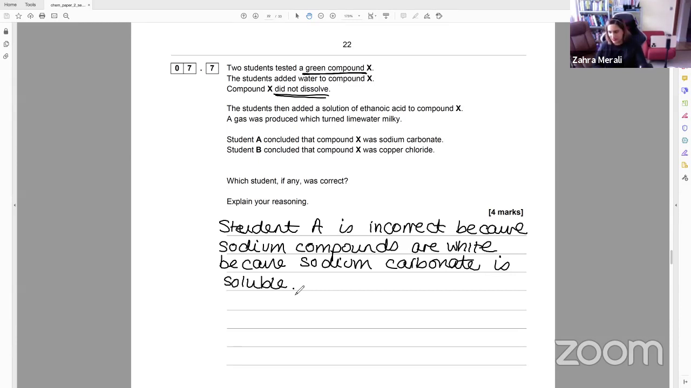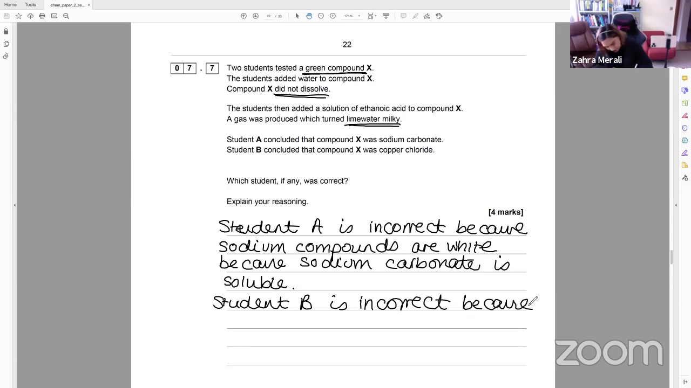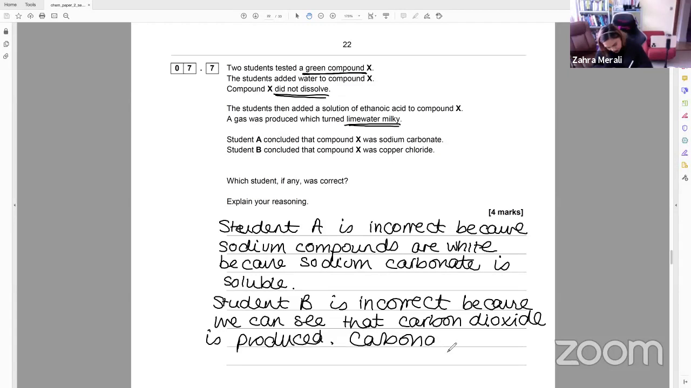Right, now let's think about student B. What happens when you add acid? Student B said it was copper chloride. Well, it can't be a chloride because we get lime water milky, so we're getting carbon dioxide. You have to add acid to a carbonate to produce carbon dioxide. So it has to be a carbonate, not a chloride. So we'd say student B is also incorrect, and that's because we can see that carbon dioxide is produced, and carbonates produce carbon dioxide.